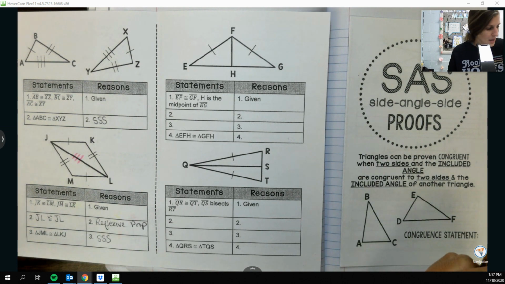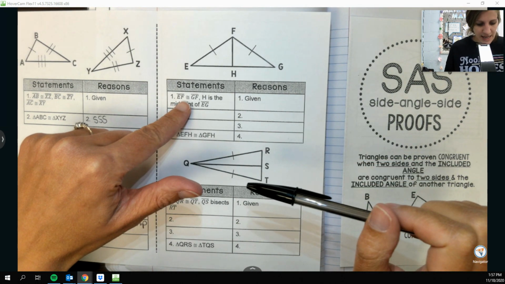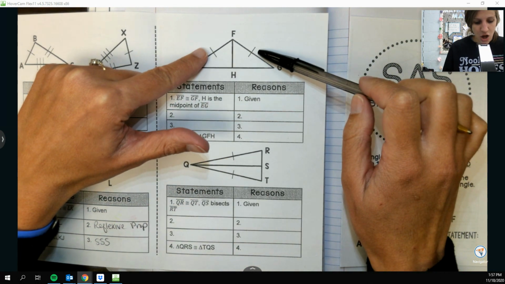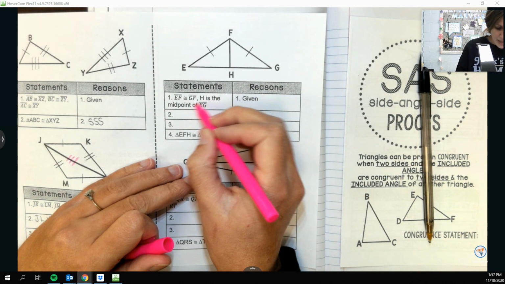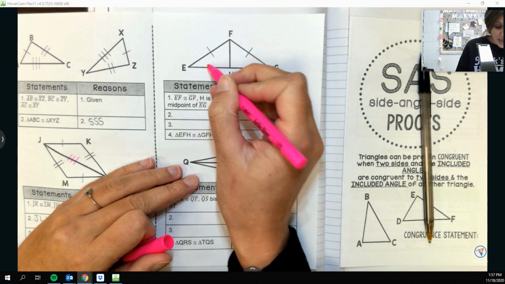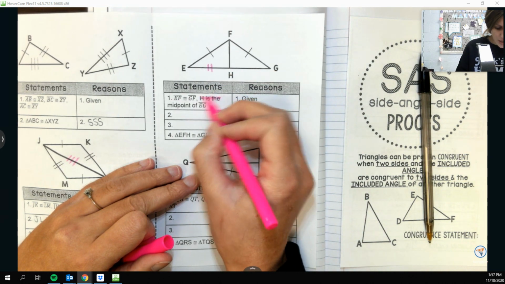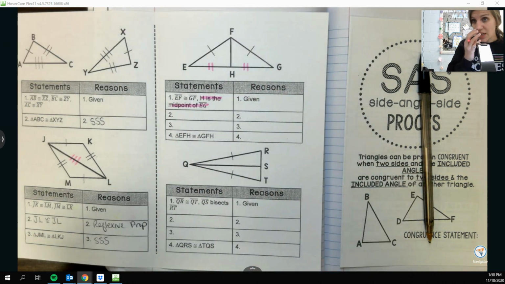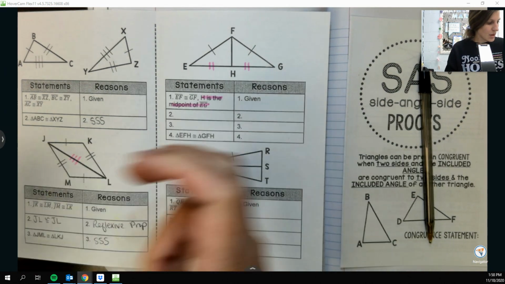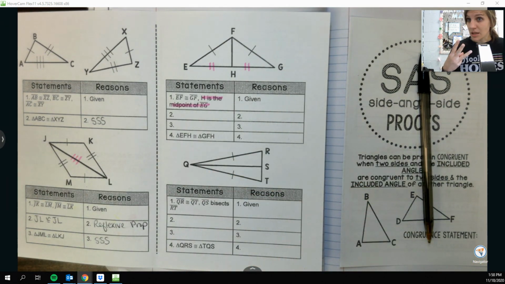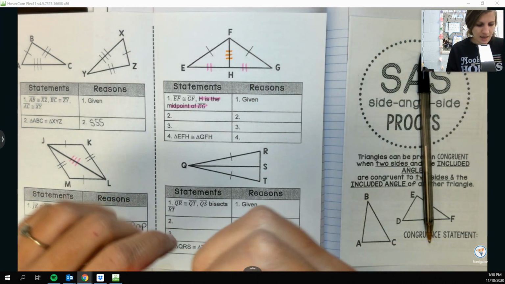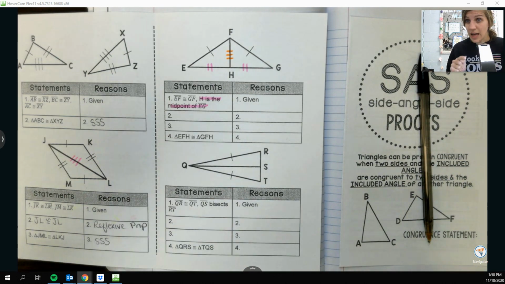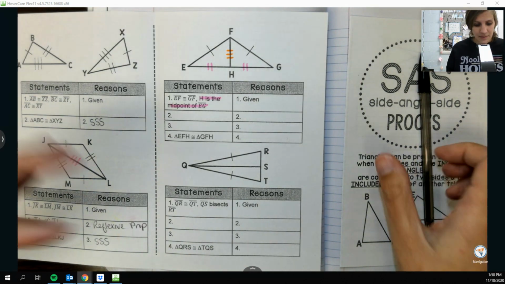Okay, so if it's given to me that EF is congruent to GF, I can mark that on my picture with the one tick mark. Now, if they say that H is the midpoint of EG, then I can mark in my picture that H is cutting EG in half, so each side is equal. But that's only two things. I need three things if I want to prove that triangles are congruent. And so by looking at my picture, I also have this reflexive side that each triangle has. And so since it's shared, it's congruent.